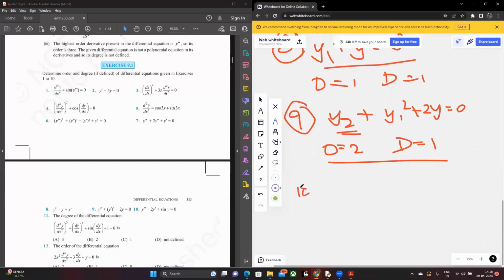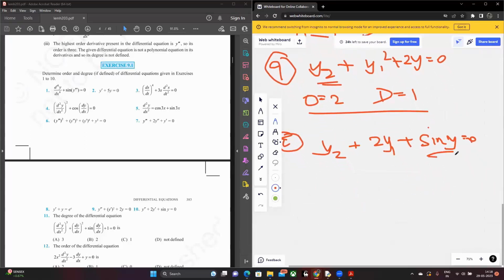Right? And lastly, question number 10, which is y2 + 2y1 + sin y = 0. Again, I told you, sin y, since it does not have a differential term, does not really matter, right? This differential is polynomial in nature. And so the order and degree are well defined. The order again is 2 and the degree again is 1.